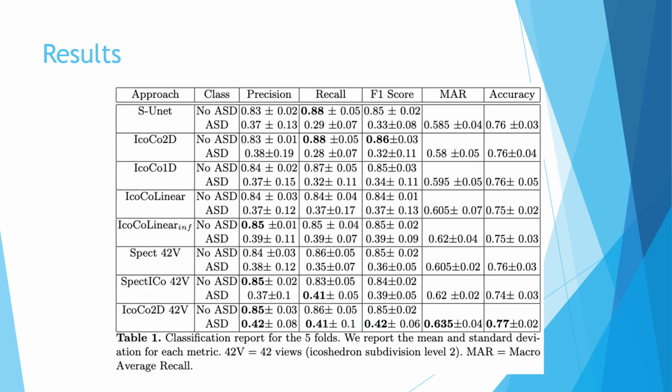These are the results of our approach. We perform experiments using spherical U-Net and different IcoConv operators and SpecFormer. The best performing method is our IcoConv 2D. It has the highest accuracy and the highest recall for the ASD class, and we are encouraged by these results, as this was a very challenging dataset.